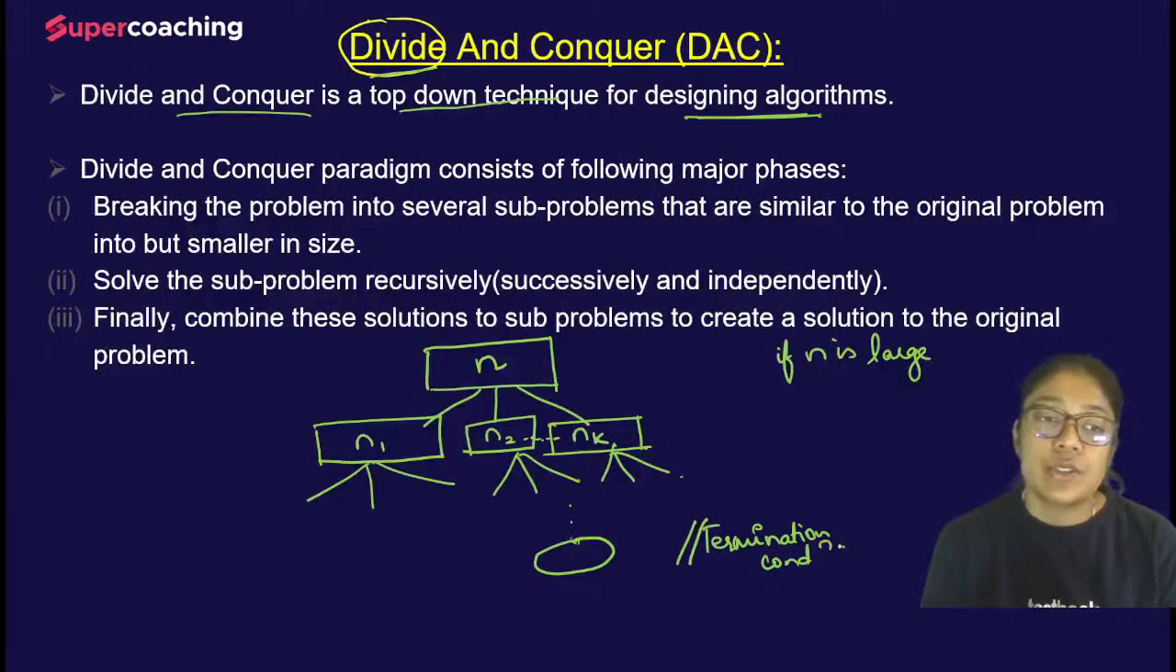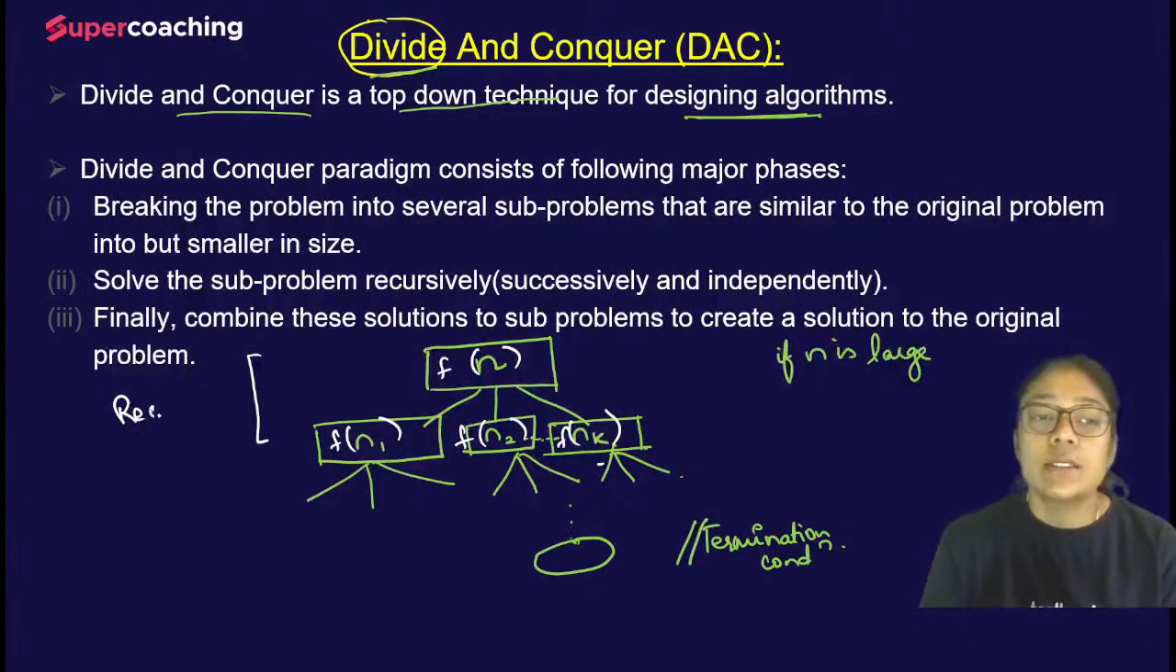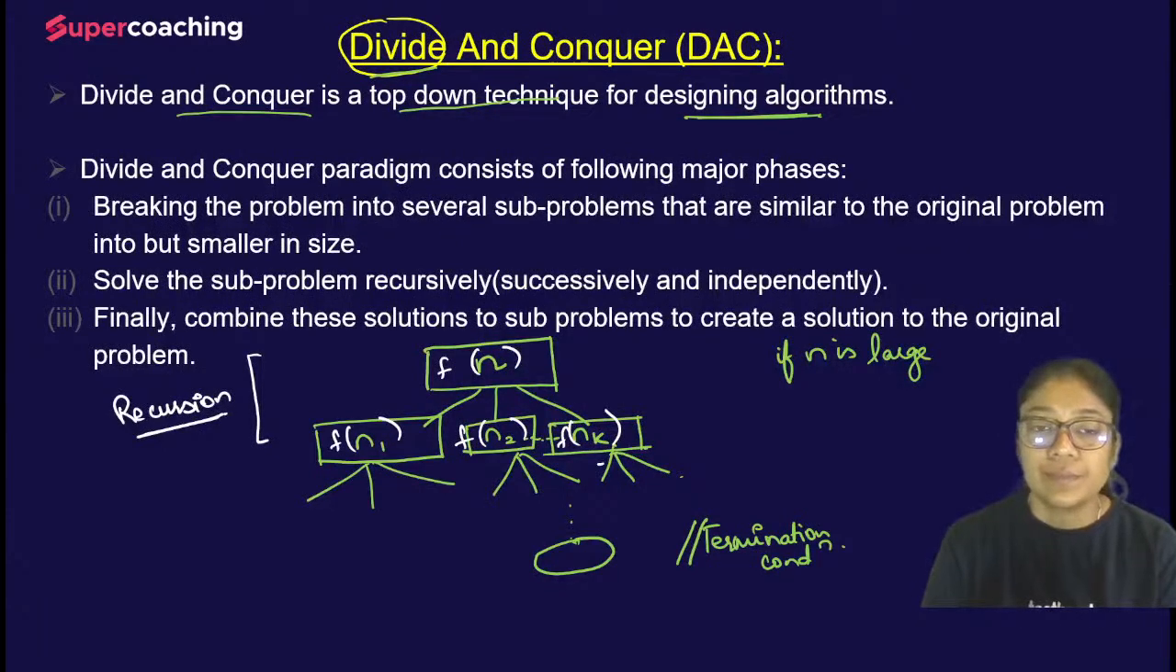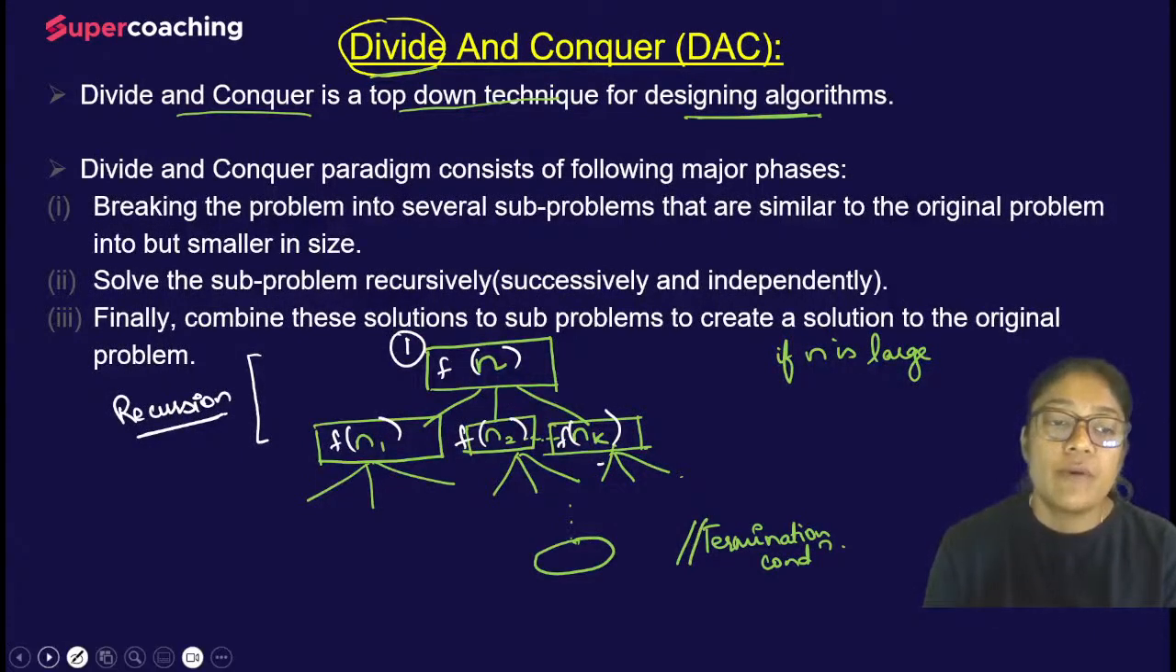If I'm applying some function f of n on the original problem, the function that we are applying, that is f, the same function will be applied on the sub problems as well. And when the same function comes again, we call it recursion. So this clearly indicates that the concept of divide and conquer is based on recursion. And wherever recursion comes, we can write the recurrence relation. And if we are able to write the recurrence relation, then by solving that recurrence relation, we can easily write the time complexity. Make sense? Is this clear? So the major phases: the very first step is to divide the large problem.